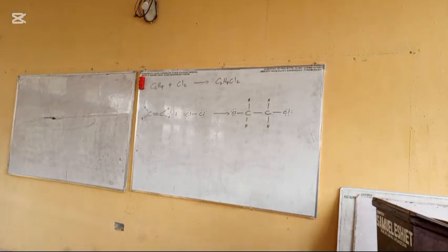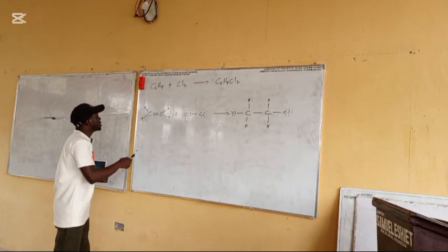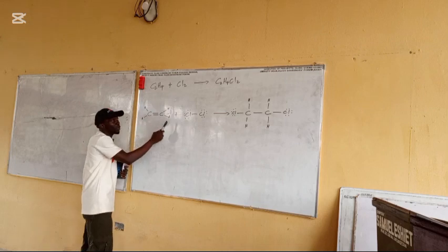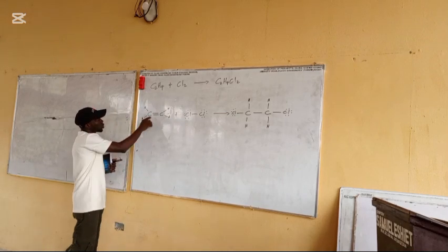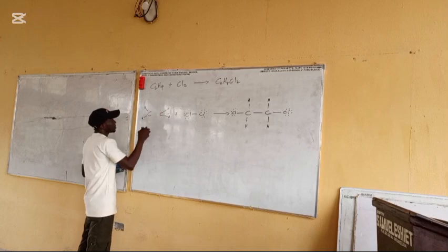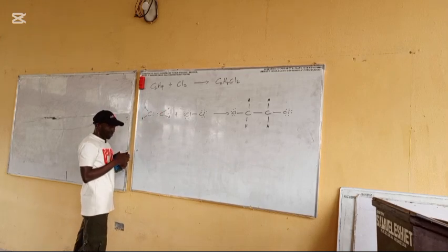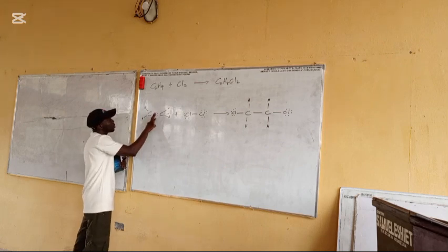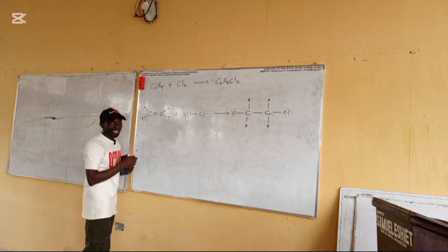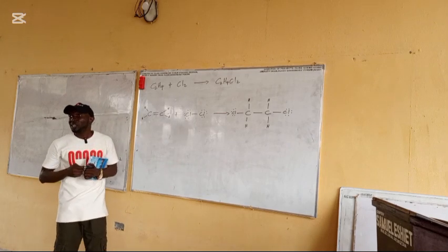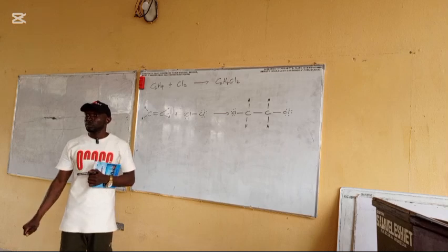What did I not do? There are no dots here. But the dots are where? Here. See this number? Good. Unless you want to use dots here, maybe you want to do this. But I don't like that. I want to use a dash, because a dash tells me that those electrons are forming a bond. Forming a bond. All right.